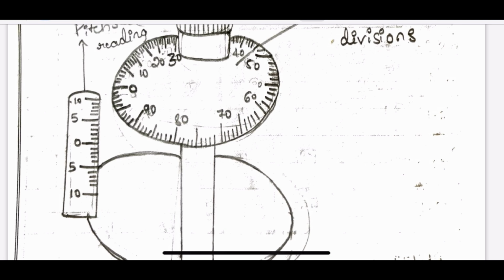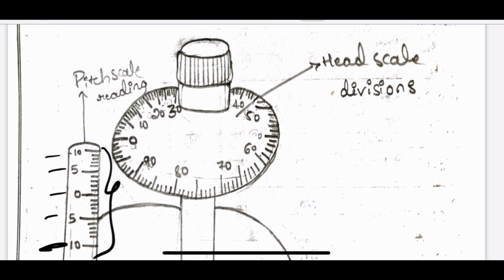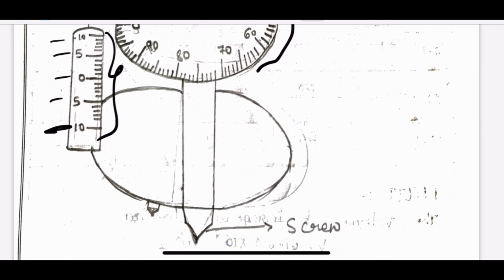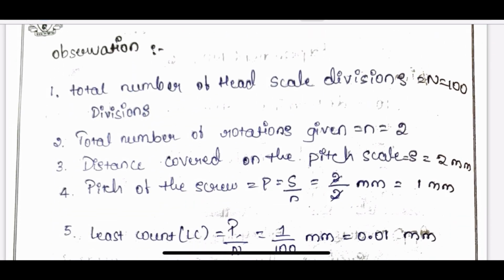This is the pitch scale. Total 20 divisions are there. From here we have to start counting the divisions: 5, 10, 15, 20, total 20 divisions. And this is the head scale, a circular disc. Here 0 to 100 divisions are there. Here 90 is there, after that 0, and 0 means 100. Again 5, 10, like that it will start. This is the diagram, and this is the observation.